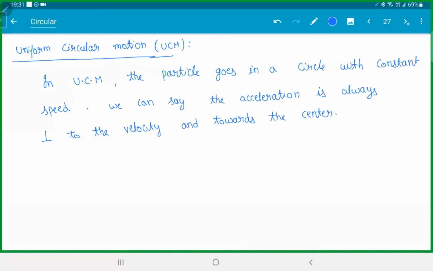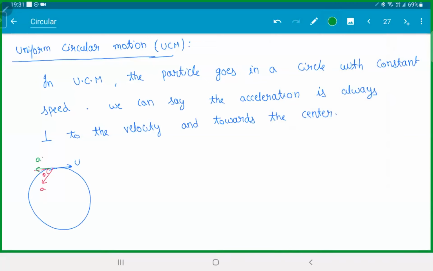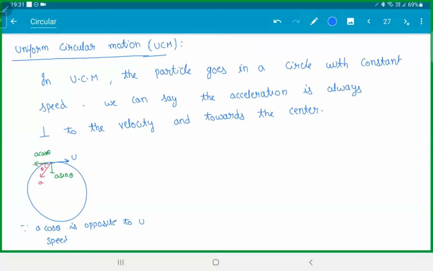Let's think this way. Let's say a particle is going in a circle with speed u, and let the acceleration be like this, making an obtuse angle. So the acceleration has two components here, a cos theta and a sin theta. Can someone tell me what will happen to the speed here? In this case, what will happen? The a cos theta is opposite to u, so the speed decreases.